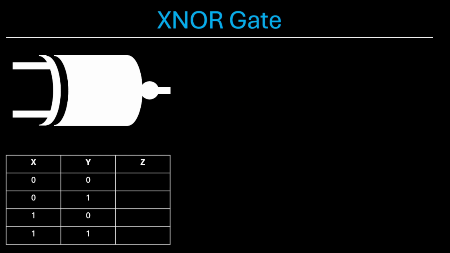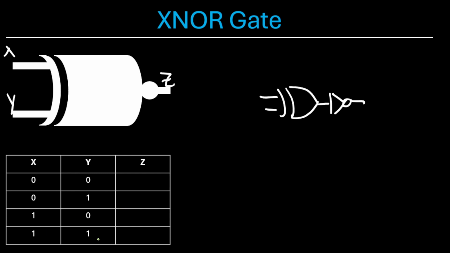So now let's look at an XNOR gate. Now an XNOR is just the inverse of an XOR. So if we have two inputs, X, Y, output Z, you can think of an XNOR like a XOR with an inverter on the output. So we know that an XOR outputs a 1 for an odd number of input 1s. So an XNOR outputs a 1 for an even number of input 1s.